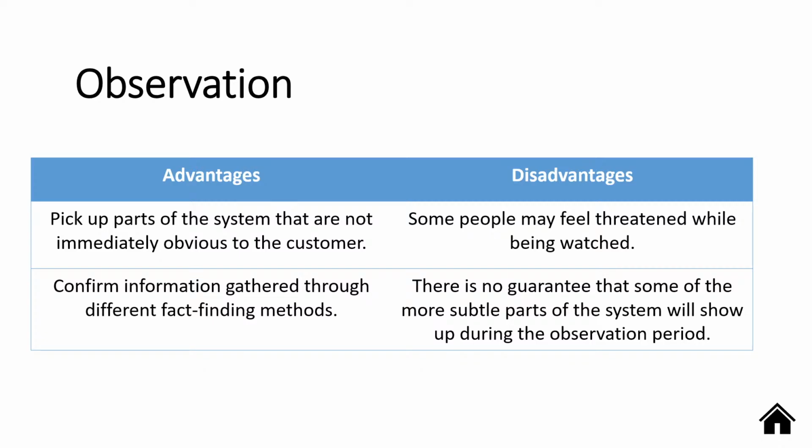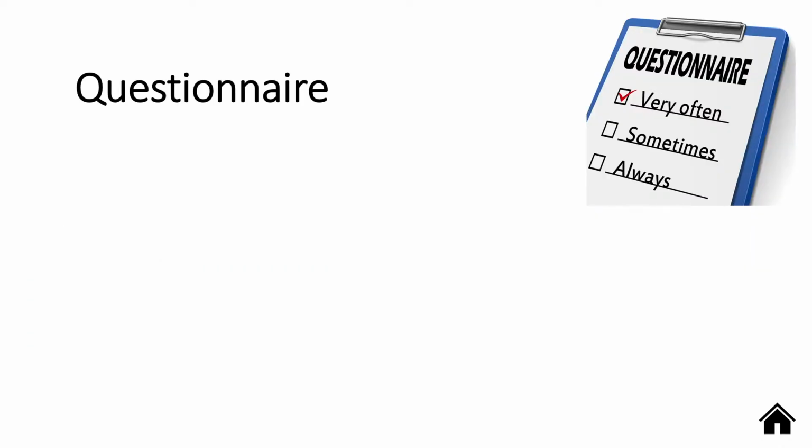It makes people nervous. So you can pick up parts of the system that are not immediately obvious to the customer, and you can confirm information gathered through different fact-finding methods. So you can say, I saw this, was that confirmed in the document collection? Yes, it was, or not. Then another disadvantage is there is no guarantee that some of the more suitable parts of the system will show up during the observation period. They become nicer. No comment. If you ever see me getting observed, I am exactly the same niceness.